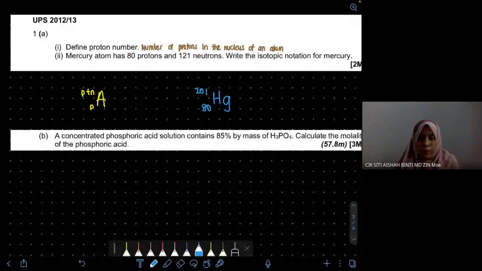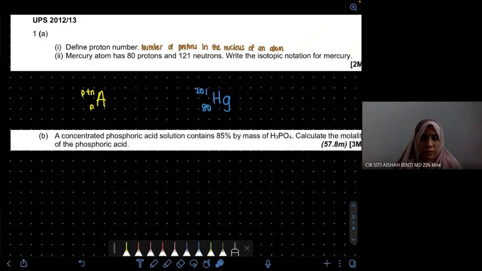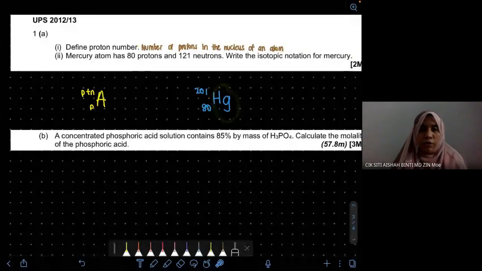Okay, 2 marks. 1 mark here, define the proton number. And number 2 is 1 mark too: write the isotopic notation. If you are unsure, look back at our list of constants. So that's for question A.